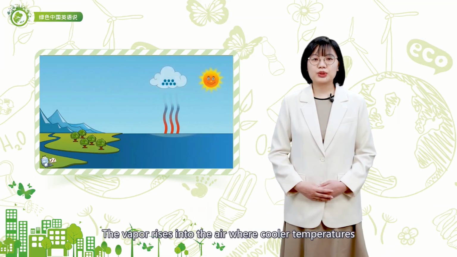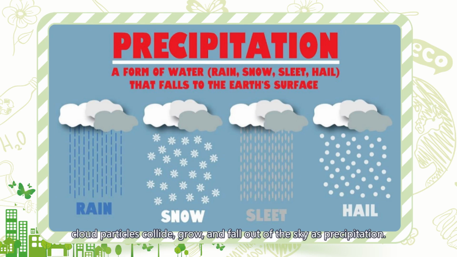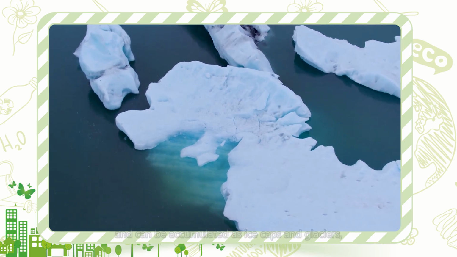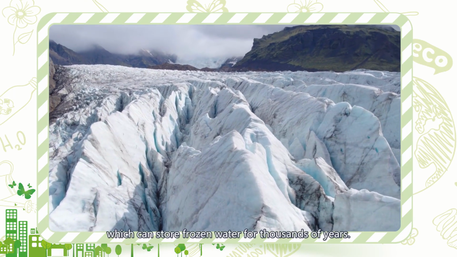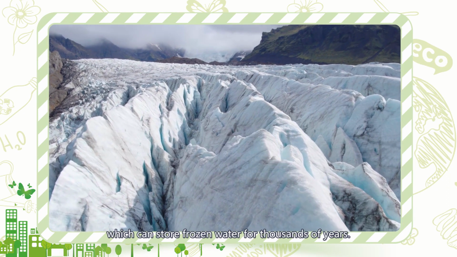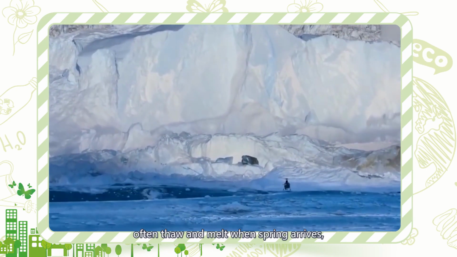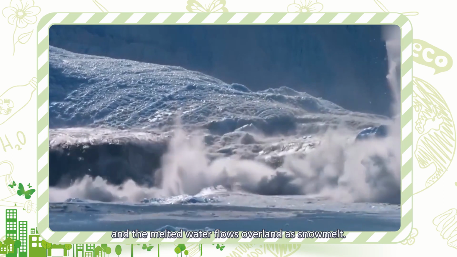The vapor rises into air where cooler temperatures cause it to condense into clouds. While air currents move clouds around the globe, cloud particles collide, roll, and fall out of the sky as precipitation. Some precipitation falls as snow and can be accumulated as ice caps and glaciers, which can store frozen water for thousands of years. Snowpacks in warmer climates often thaw and melt when spring arrives, and the melted water flows overland as snow melt.